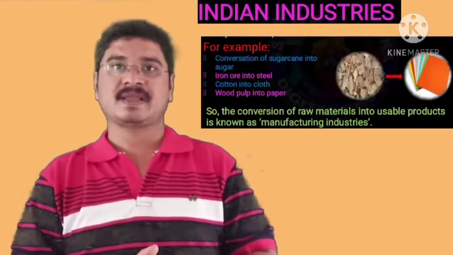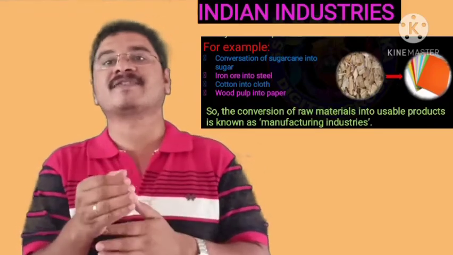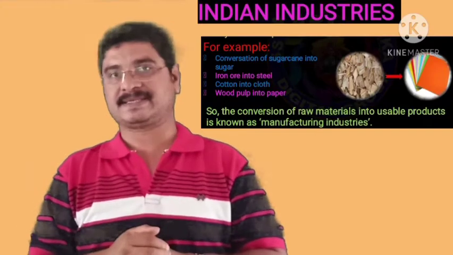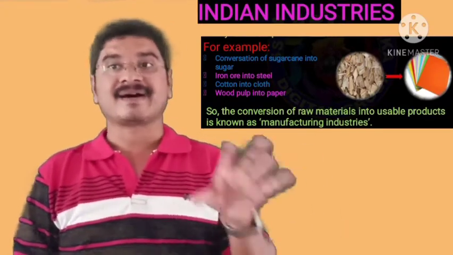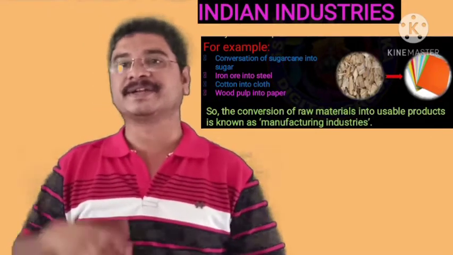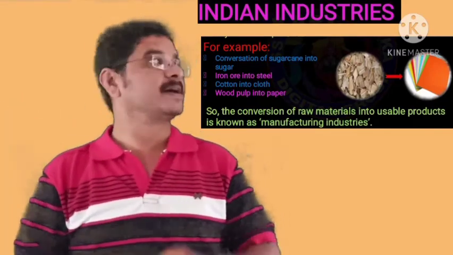Cotton needs to be processed and refined. For example, conversion of sugar cane into sugar. How can we get the sugar? After the sugar cane is refined, then only we get the sugar. In the same way, iron ore into steel, cotton into cloth, wood pulp into paper.